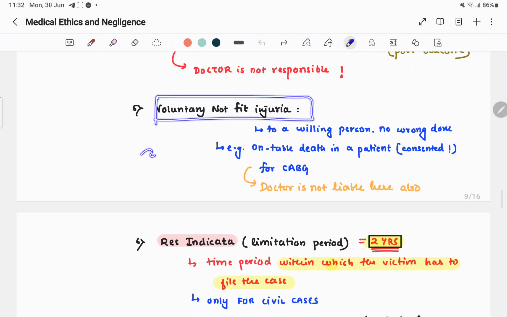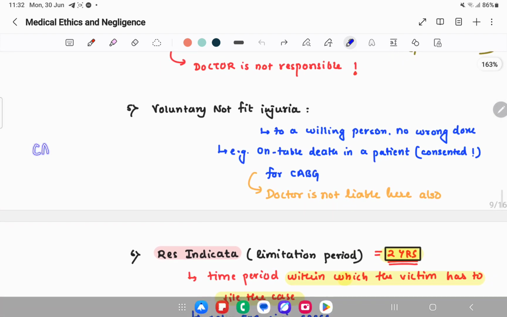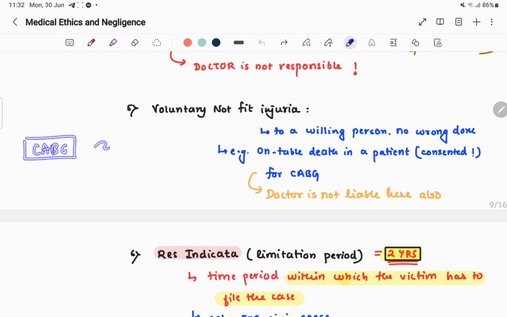Voluntary, volenti non fit injuria, that is, on-table death of a patient for CABG. To a willing person, you told the person that if I do CABG then you can die.